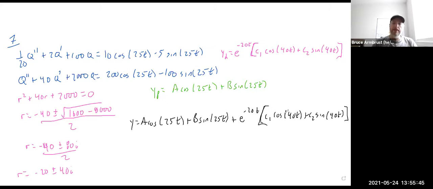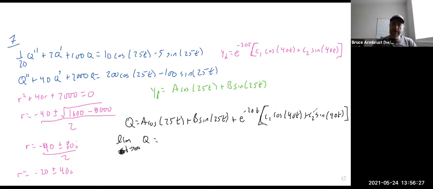So to find C1 and C2, you would need to know some initial conditions. But if you look at this problem, it doesn't tell you anything about the initial conditions, right? It just tells you find the steady state for the current. Let me actually correct this, it is Q equals, not Y equals. All right, so here's the question. What happens to this as t goes to infinity?